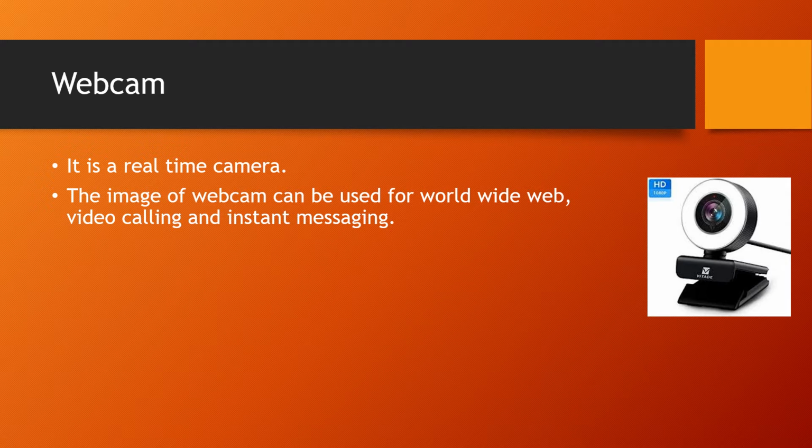Next is webcam. It is a real-time camera. The image from a webcam can be used for the World Wide Web, video calling or instant messaging. Generally, a user uses a webcam for the purpose of surfing or chatting on the internet.